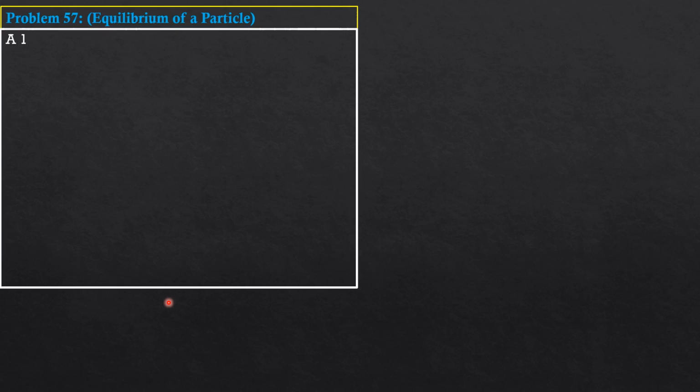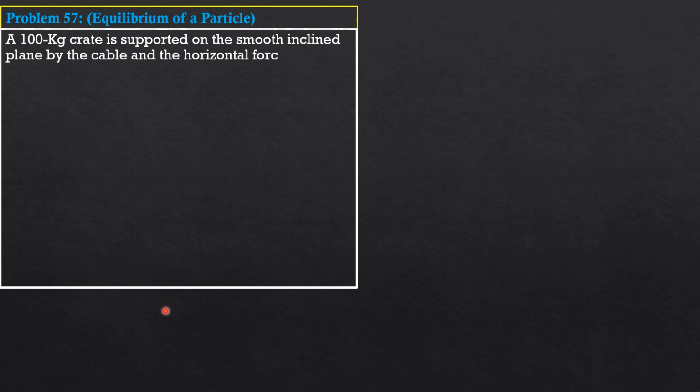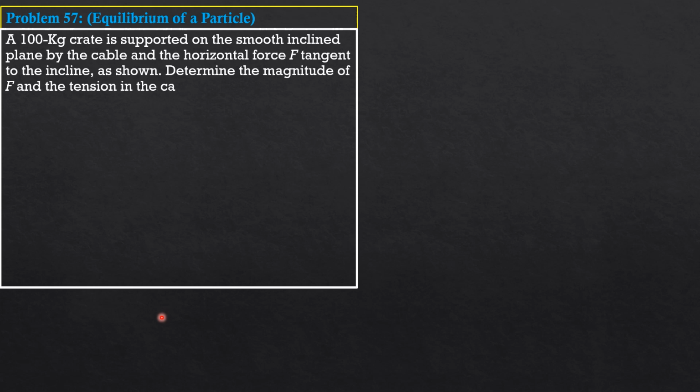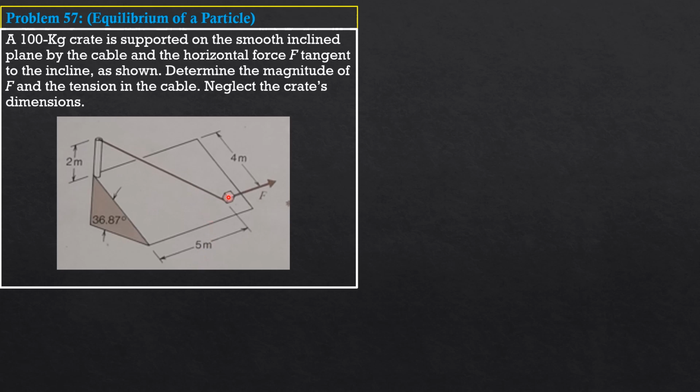Problem 57. A 100 kilogram crate is supported on the smooth inclined plane by the cable and the horizontal force F tangent to the incline as shown. Determine the magnitude F and the tension in the cable. Neglect the crate's dimension. So here is the crate. It is supported by this cable and that force there that is parallel to this edge. And because it is inclined 36.87 degrees, we have the weight and we have normal reaction.